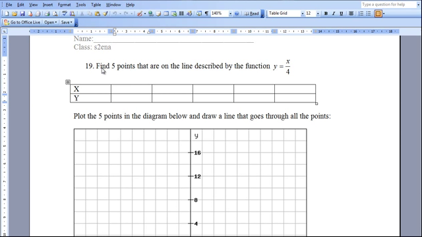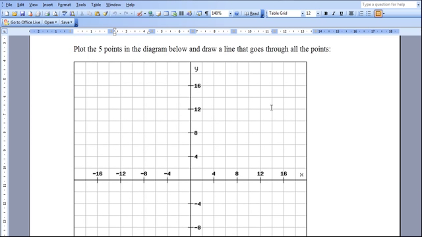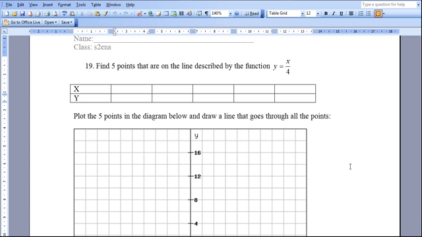Number 19. Find 5 points that are on the line described by the function y equals x over 4. So we have to find 5 points that are on this line, and the line is described by this function. And then we're going to plot these 5 points in this diagram and draw the line going through all the 5 points. Okay, so let's find 5 points.